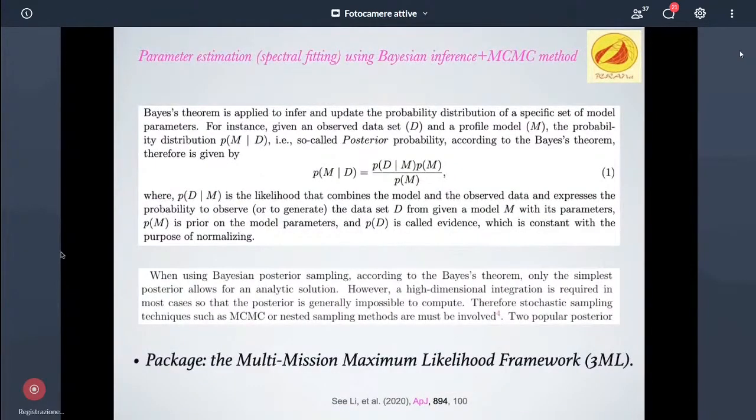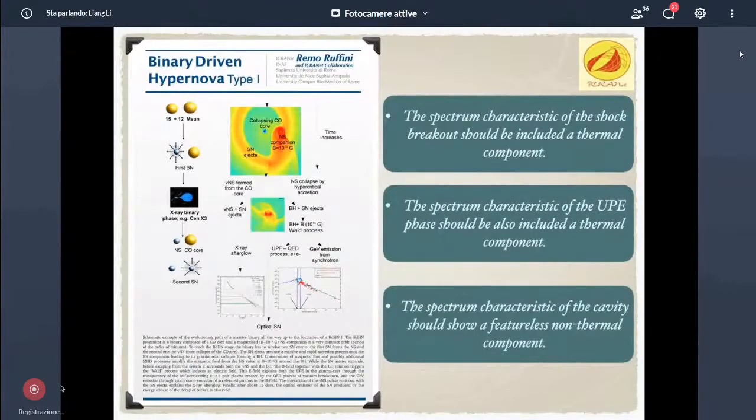For the parameter estimation, we use the Bayesian inference plus Markov chain Monte Carlo method, because fitting Bayesian statistical models by using Markov chain Monte Carlo has become a standard tool for parameter estimation in astronomy in recent years. All this data analysis is carried out by using a Python package, namely the 3ML package. So let me now introduce the professor reference model briefly.